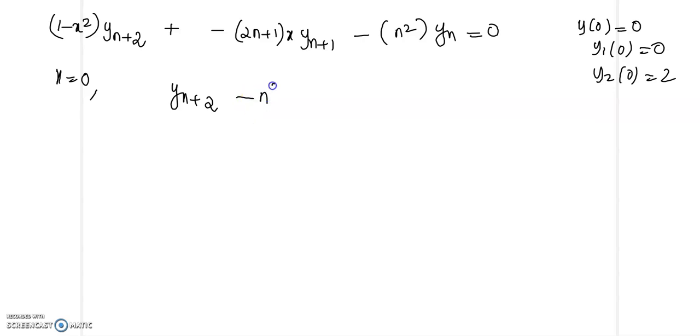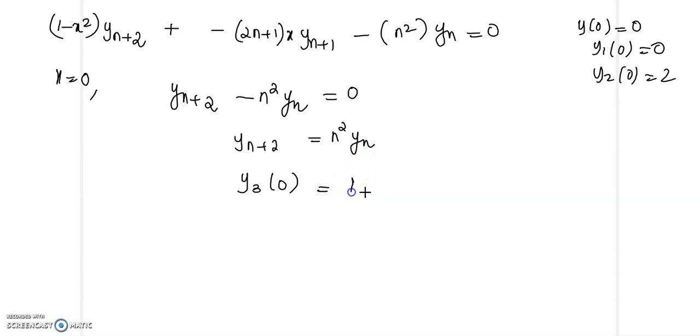So minus n square yn. So that will give yn plus 2 equal to n square yn. Now let us find y3. So y3 at 0 will be 1 into y1, so which is 0. y4 at 0 will be, so n equal to 2. 2 square is 4. 4 into y2 at 0.